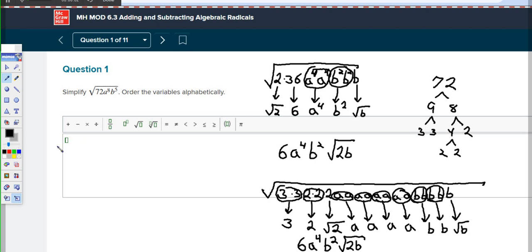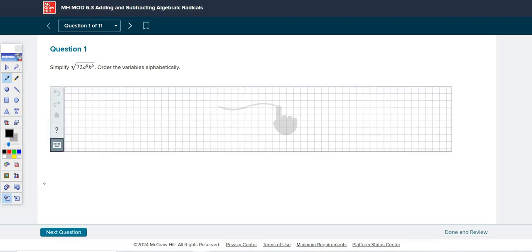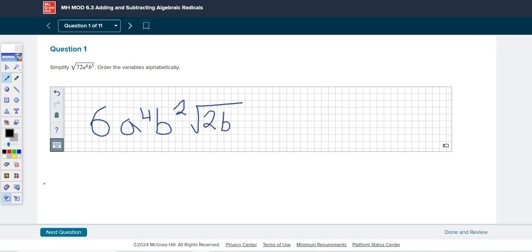So what do we have? 6a to the 4. Right? And there we go. And it was b squared, I think. And then underneath the radical, we still had a 2 and a b. Looks like they wrote it okay.